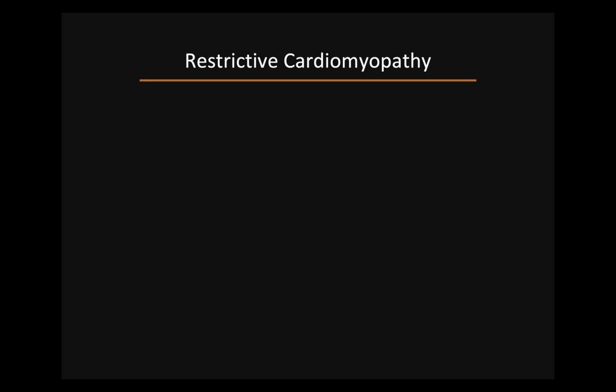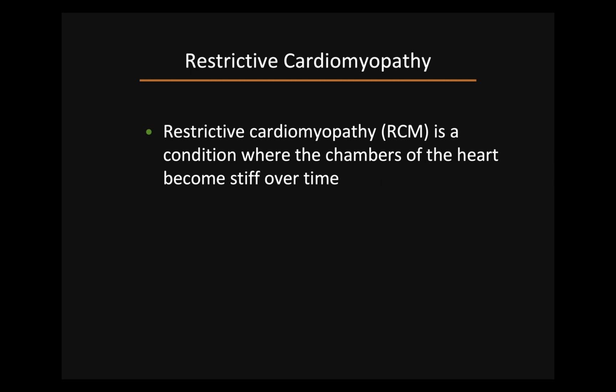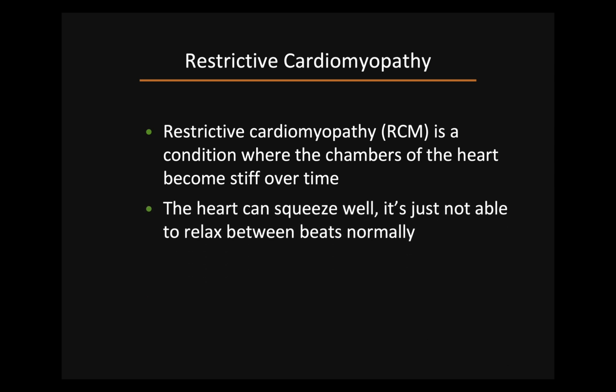The third type of cardiomyopathy is restrictive cardiomyopathy, and this is where the chambers of the heart become stiff over time. Now, the heart muscle is able to squeeze, it can contract, but between contractions, when we're in relaxation, when we're in diastole, that muscle is not able to relax. So, because it can't relax, you can't open up the ventricular space, and it's hard for the heart to fill up with enough blood.